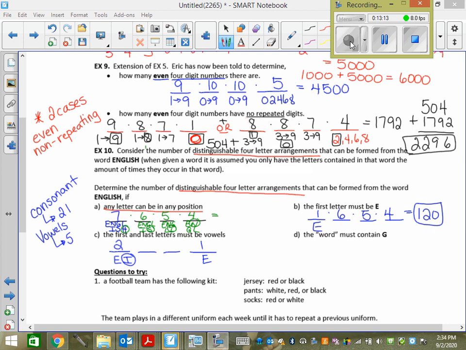How many letters have I placed? 2. How many do I have left? 5. So 5 and then 4. So it's 40. Oh, I didn't put the answer to this one. What was this one? 480 or 840?